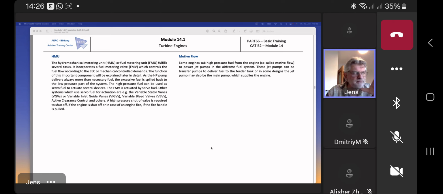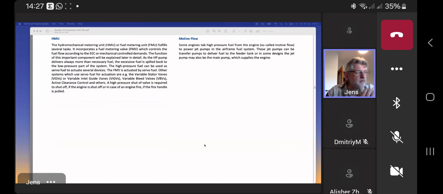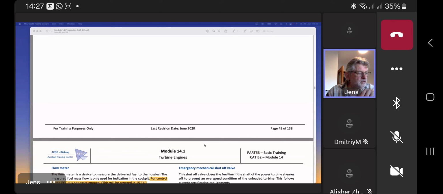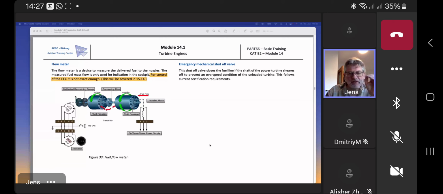I often also call it a slave, because the HMU has to convert the ideas, the orders from the EEC. So there are torque motors installed, and maybe also some solenoid valves, and it also provides the pressure for the actuators, as stated here. Flow meter. As I said, for the calculation of the fuel flow, it's not exact, not detailed enough for the EEC. Therefore, it's just an indication for the cockpit.